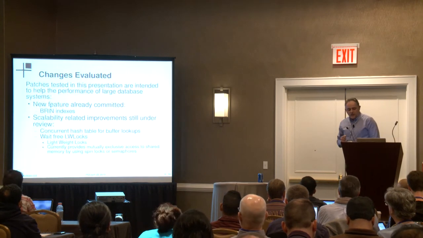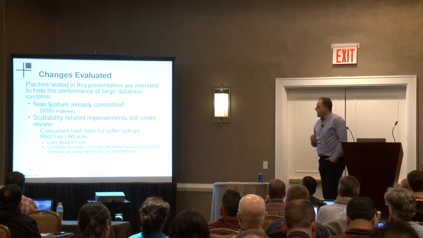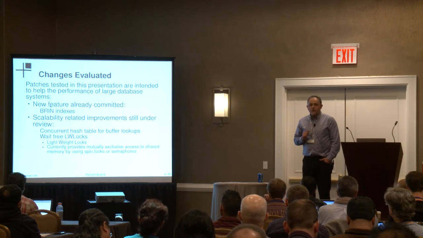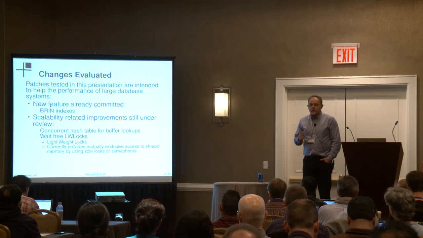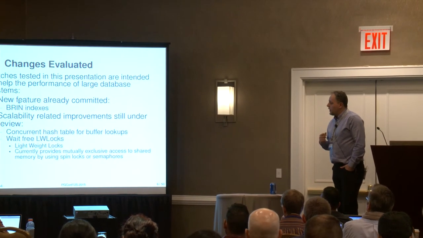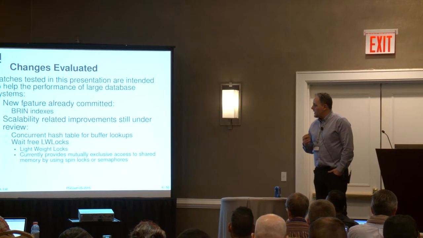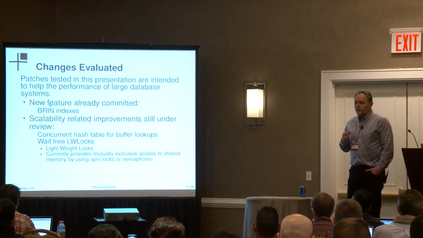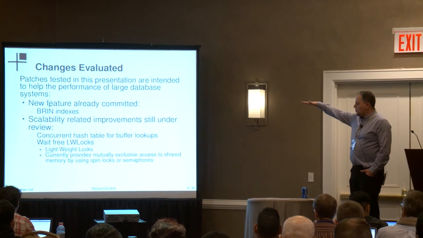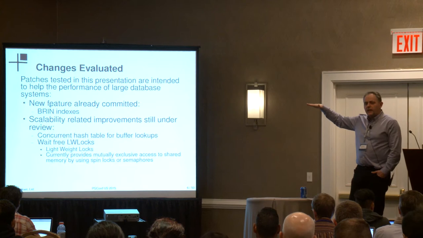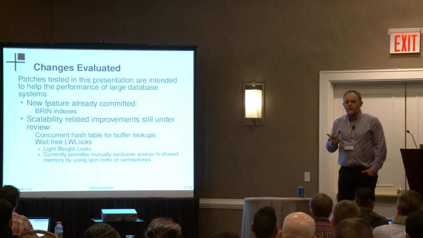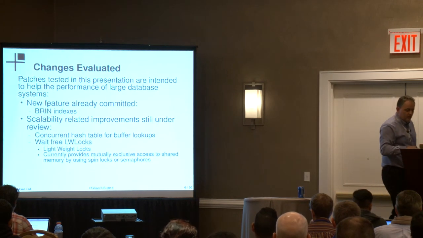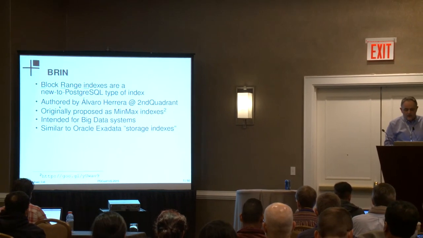So we decided to evaluate a number of different features. One of those is something called a BRIN index, which I'm going to explain to you what it's for and show you some results about what it does do and what it doesn't do. And also, we've evaluated a couple of other patches related to performance in a business intelligence context. There are also the benefits inherent in some of the other work that's been done. So even though I'm not talking about it specifically, there are some other tweaks that are giving us performance improvements as well, but I'm not going to go into those.